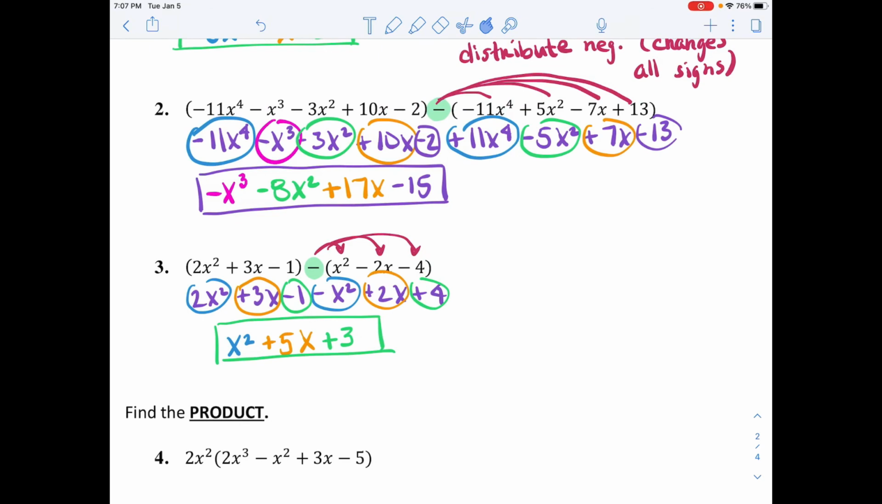All right, let's see how you did. So the first thing that you should have looked at is distributing this negative sign to all 3 terms. And so when you do that, you're going to rewrite the first polynomial, 2x squared plus 3x and then minus 1, and then distribute that negative. So I have a negative times x squared. I have a negative times a negative 2x, so that's going to give me a positive 2x with the 2 negatives, and then another 2 negatives and a 4, so that's a positive 4. Then I combine like terms to get a final answer of x squared plus 5x plus 3.